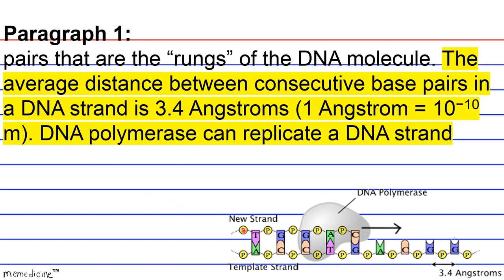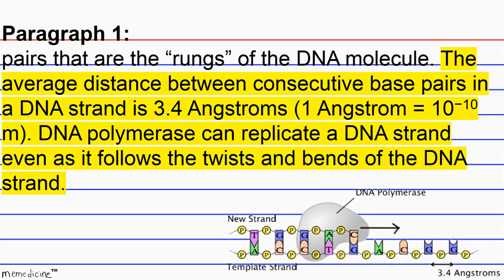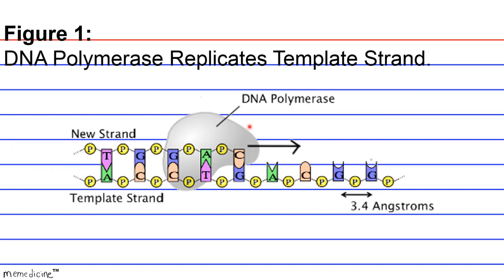DNA polymerase can replicate a DNA strand even as it follows the twists and bends of the DNA strand. Okay, so here we see the DNA strand is neatly unwound, but it can even do this along twisted coil DNA strands. Figure 1. DNA polymerase replicates template strand. So there's replication of a new strand that's anti-parallel to the template strand.